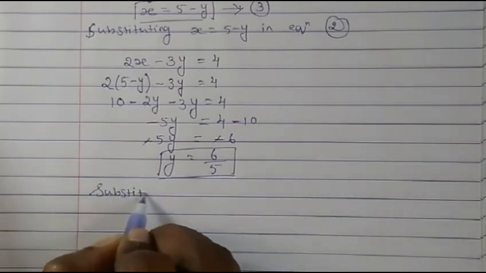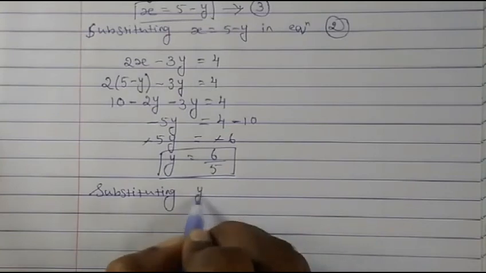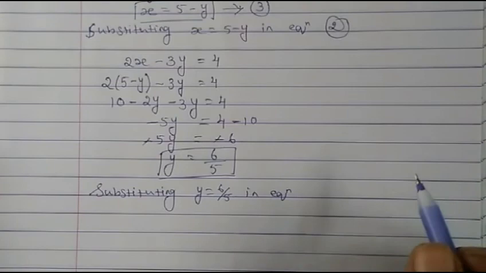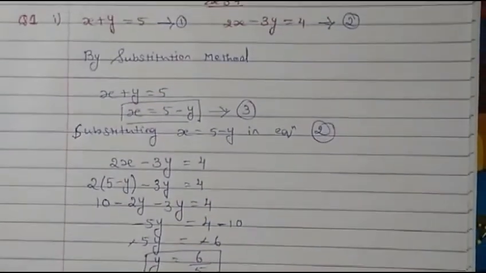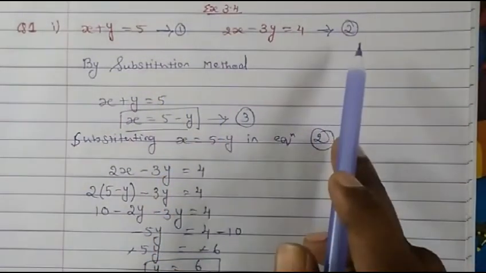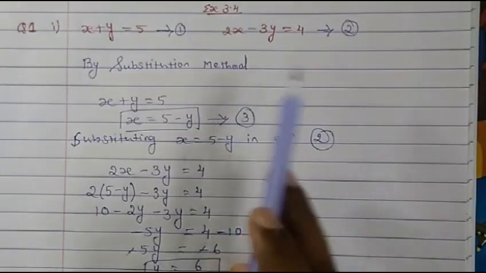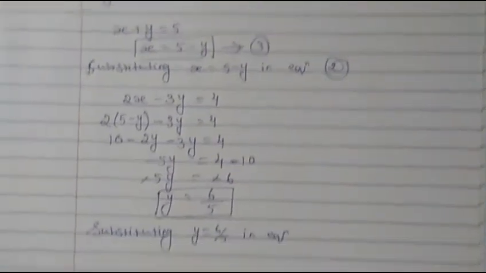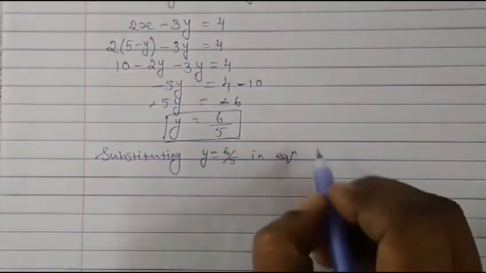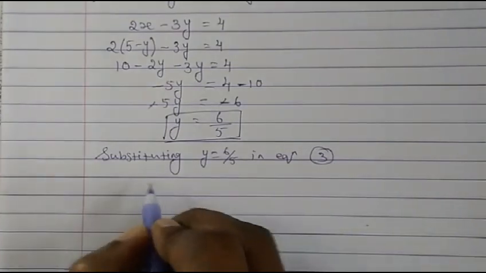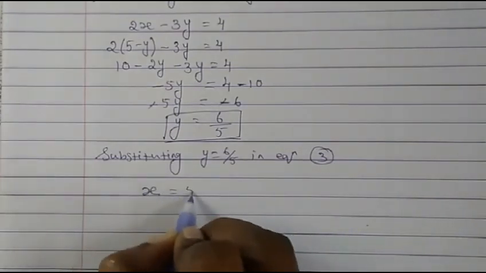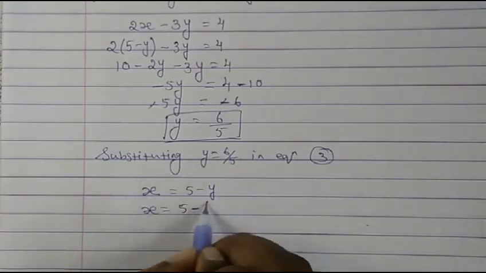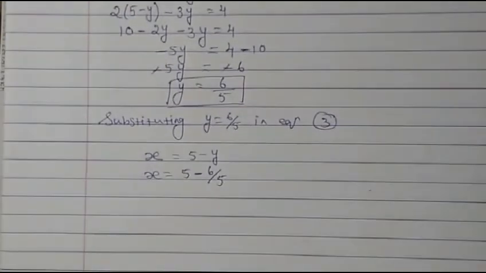Now substituting y equal to 6 upon 5 in the equation. Now we have 3 equations. You can place it in any of the equations, either equation 1 or equation 2 or equation 3. In any of these equations you can place the value of y and get the value for x. So I'll put it in equation 3. Equation 3 is x equal to 5 minus y. So x equal to 5 minus y, where the y value is 6 upon 5.